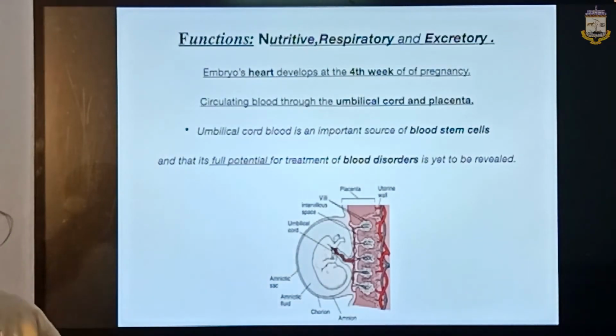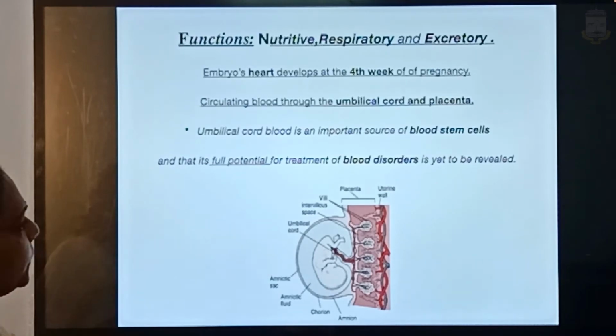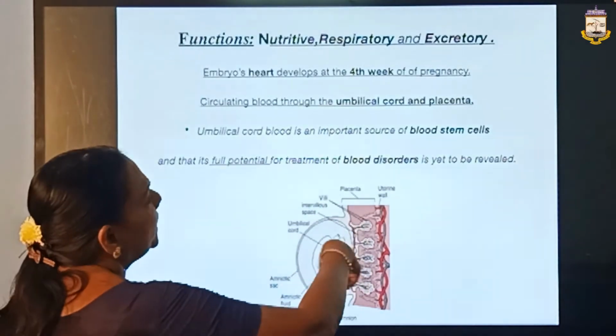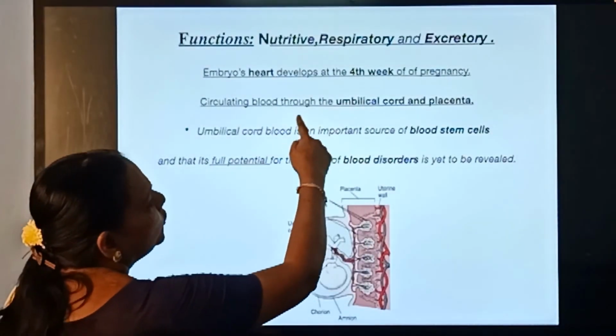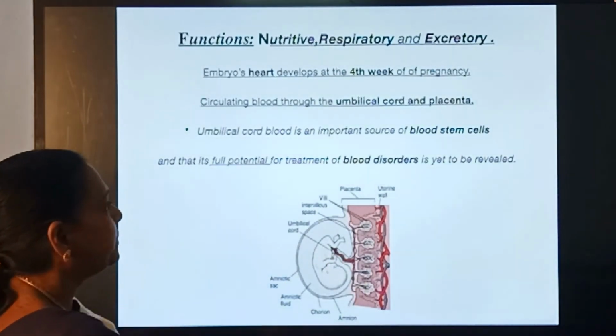Another one, the embryo's heart develops at about the 4th week of pregnancy. That is one. Another one, circulating the blood. It is circulating the blood through the umbilical cord and placenta. For whom? For the fetus from the mother.